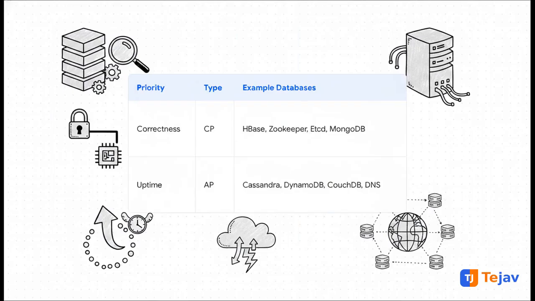And this brilliantly illustrates how the theory translates directly into the actual database technologies you might use. If your priority is absolute correctness, you're looking at CP systems like HBase, Zookeeper, etcd, or MongoDB configured for strong consistency. But if your absolute priority is uptime and keeping the app running no matter what, you're going to reach for AP systems like Cassandra, DynamoDB, CouchDB, or even the DNS system itself. Seriously, if you're preparing for a system design interview, burn this distinction into your memory.